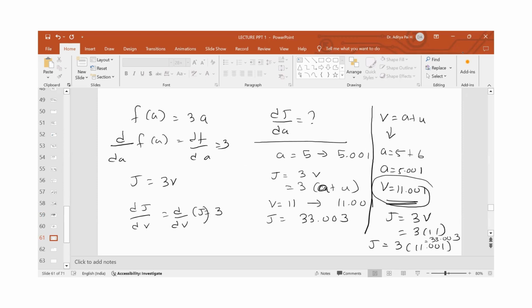So if there is a change in V, that is because of the change in A from 5 to 5.001. That is why you see that the value of V has changed here. Previous to that, when I'm doing forward propagation, J is equal to 3V. If my value is 3V, 3 into 11, initially it was 11, now it has changed to 11.001. So it is nothing but 33.003.